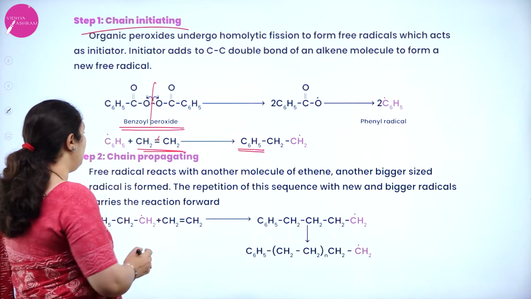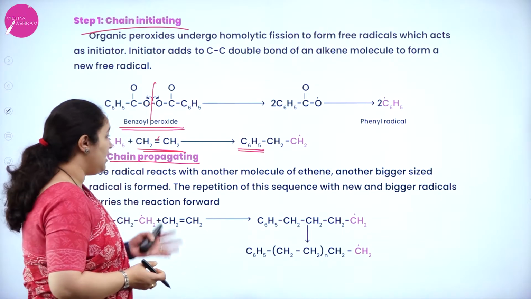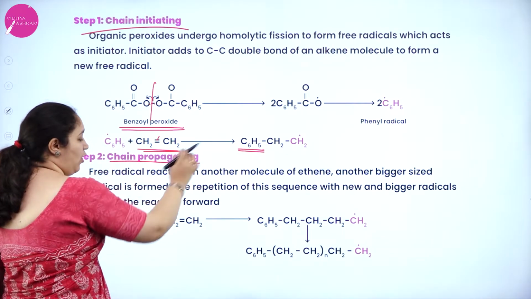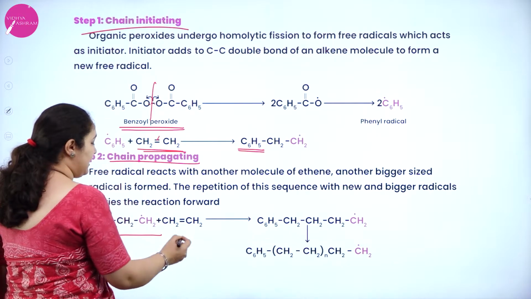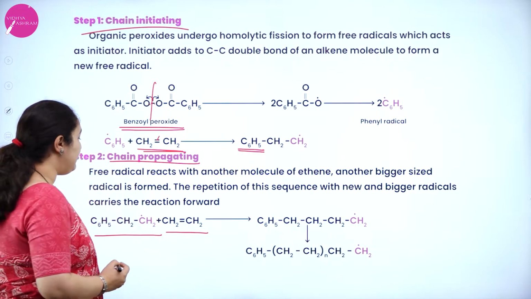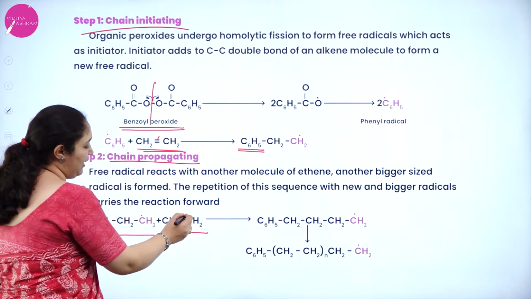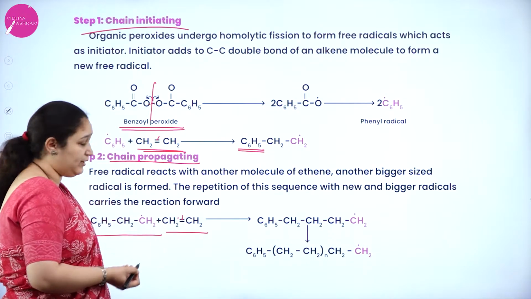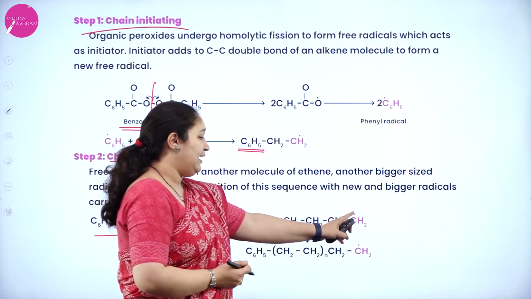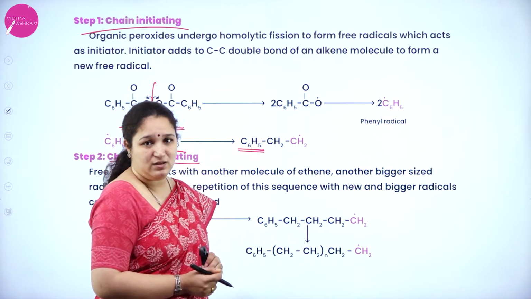Now, in step 2, chain propagation takes place, where the radical which is formed in the first step gets added to one more ethene molecule. What happens again is, this bond is broken, the electron is utilized to form a bond and this carbon will not have any bonding. So, it will get a free electron to form a larger, bigger sized free radical.